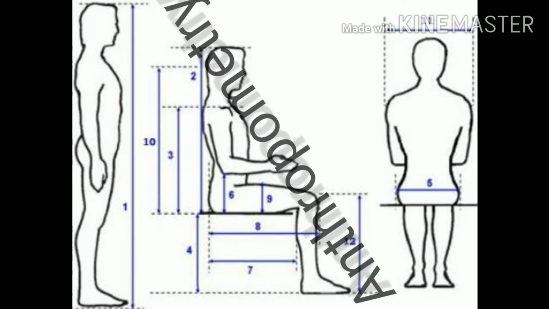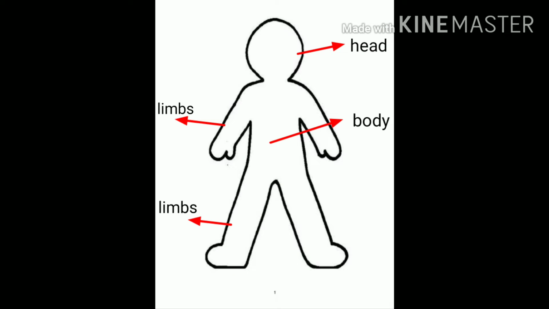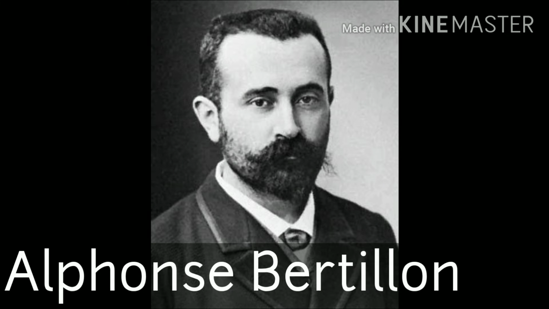Anthropometry is the science dealing with the measurement of the human body, especially the head, body, and limbs, to determine differences in individuals. It was introduced by Alphonse Bertillon in the 1900s and spread to the world. In 1914, fingerprinting was officially adopted in France, replacing the Bertillon system.